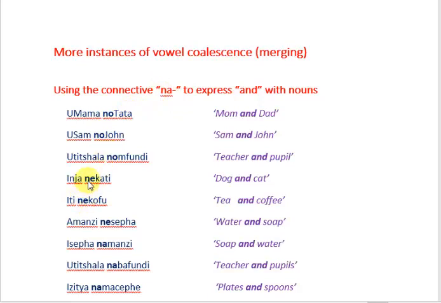Here we have three nouns beginning with i: ikati, ikofu, isepa. Inja nekati, iti nekofu, amanzi nesepa. And here our na has become ne. And then we have nouns beginning with a: isepa namanzi, utitshala nabafundi, izitya namaxephe. From the meanings we can see we've expressed "and", and here our na has merged with the other a. The two, in other words, have become one.